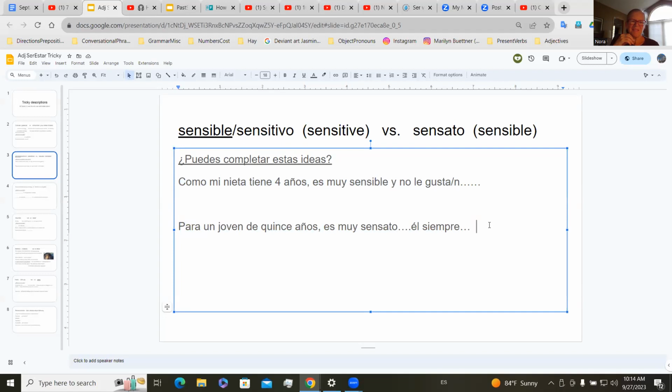Bueno, sí, Kathleen. Para un joven de 15 años es muy sensato. Él siempre hace su tarea. He always does his homework. Sensible kid. Bien. Otra idea. Bueno, sí, Terry. Para un joven de 15 años es muy sensato. Él siempre pones el casco cuando montas el bicicleta. Ah, sí. Usa el casco, sí, helmet. Bien, sí. Esto sí, tiene sentido. Makes sense.